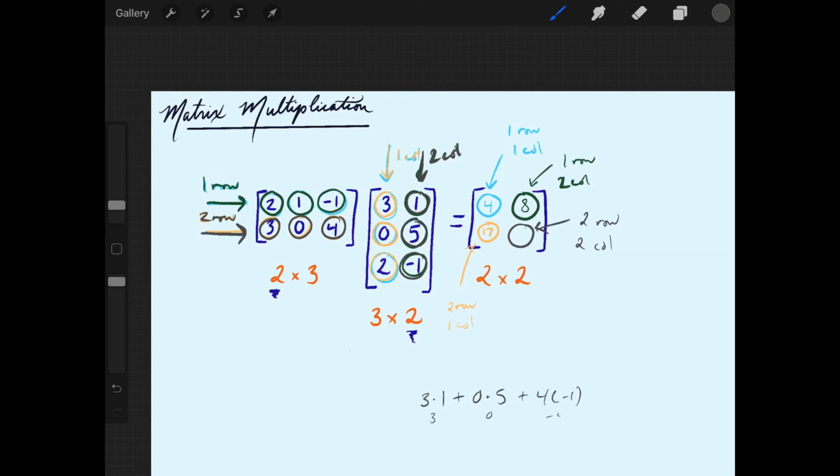Simplifying this, again, this is scratch work off to the side. I have 3, 0, and -4. Adding all those things up gives me -1. And that's what I put here.